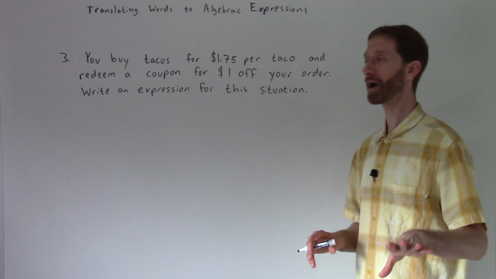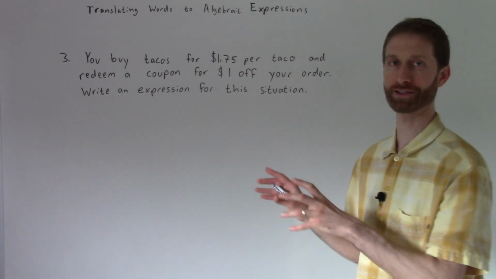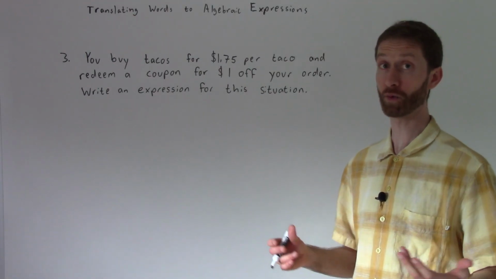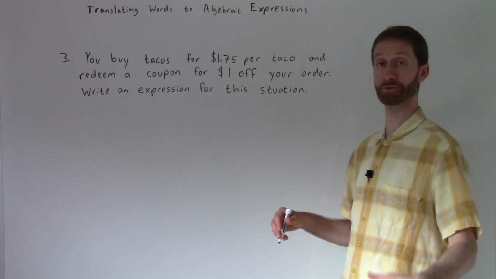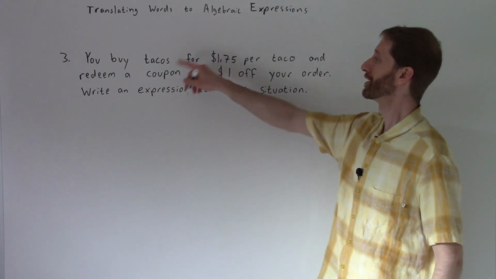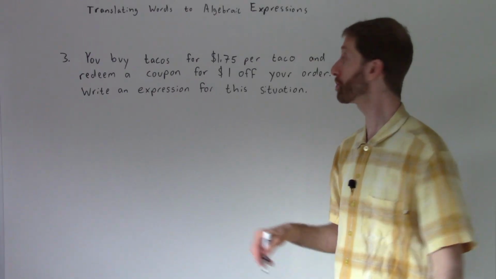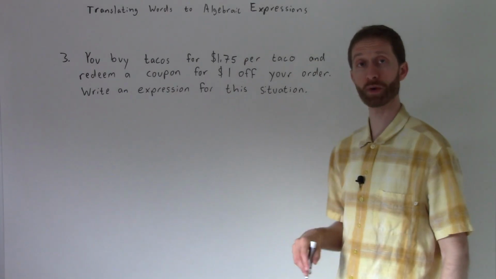Now for this final problem, let's check out how we can totally translate a very simple algebraic expression from a lot of words. You buy tacos. I love tacos. If you do, great. If not, ignore the fact that they're tacos. Use a different kind of food. You buy those tacos for $1.75 per taco and redeem a coupon for $1 off your order. Write an expression for this situation.